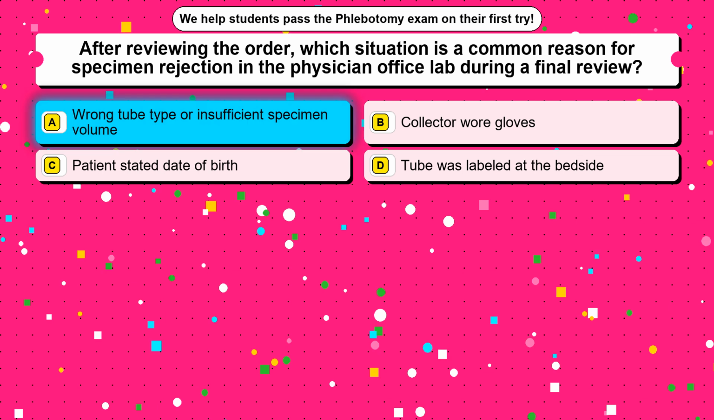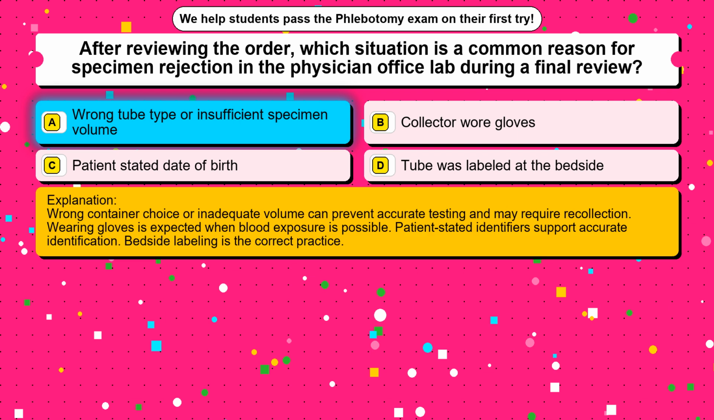The correct answer is option A. Wrong tube type or insufficient specimen volume. Wrong container choice or inadequate volume can prevent accurate testing and may require recollection. Wearing gloves is expected when blood exposure is possible. Patient-stated identifiers support accurate identification. Bedside labeling is the correct practice.